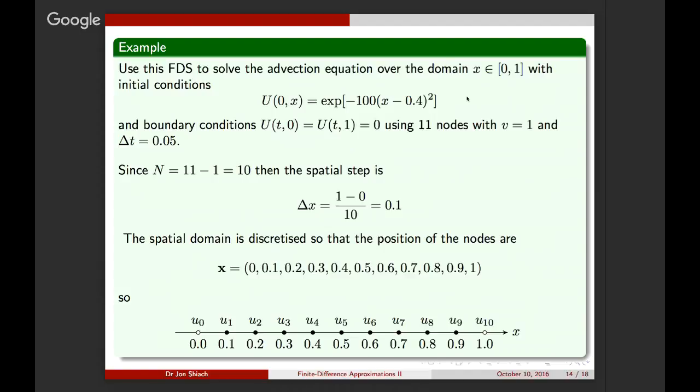And that's the same thing, but represented in a diagram. So you can see U0 is my first node. I've done it as a white node because that's a boundary node, and UN, in this case n is 10, is also a boundary node.